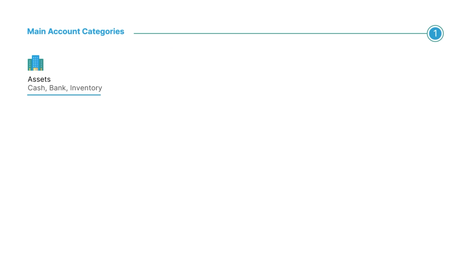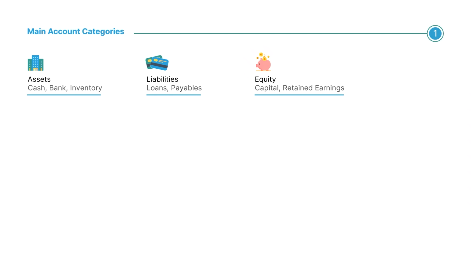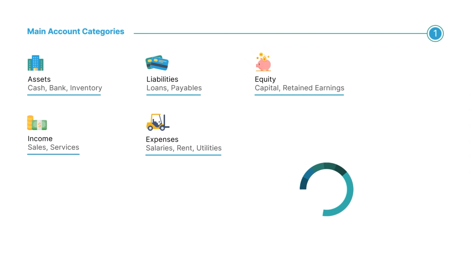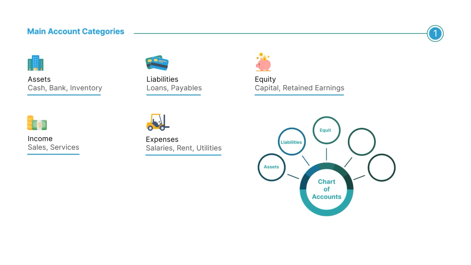Assets are what your business owns, like cash or inventory. Liabilities are what you owe, like supplier invoices or VAT payable. Equity represents the owner's investment. Income tracks your sales and services, while expenses cover costs like rent, salaries, and utilities.